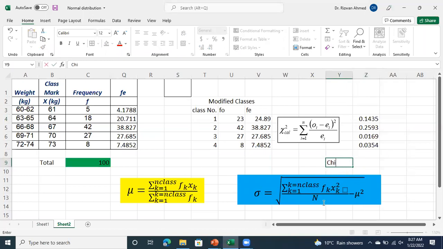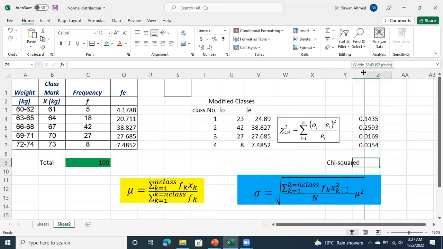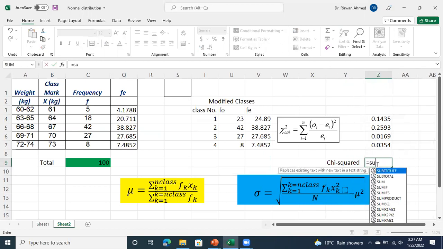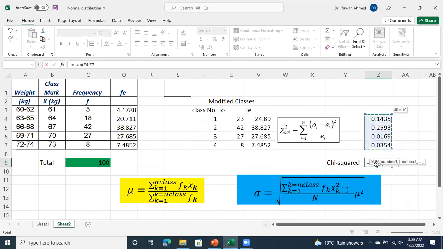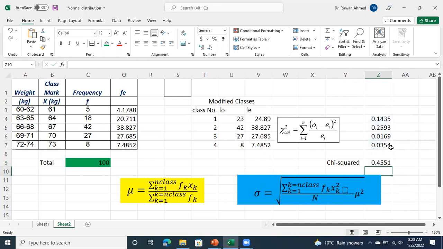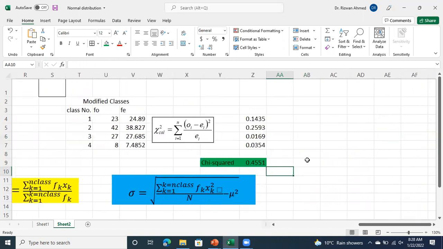So I write here chi-square value. So this value would be equal to the sum of this value. So that is the essential meaning of this summation. Individually, I have computed the values: observed frequency minus expected frequency squared divided by the expected frequency. So we have got a value 0.4551. And now let's compute the tabulated value. This is the calculated value.